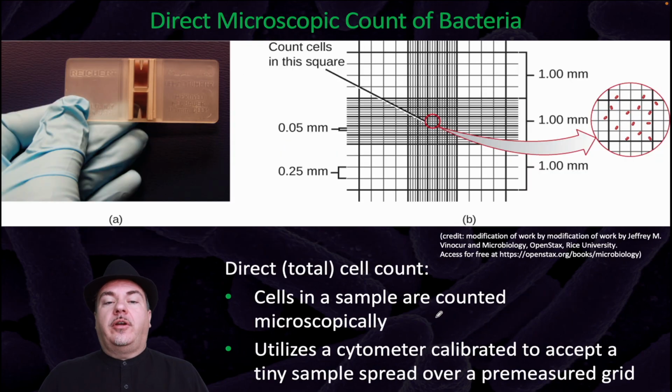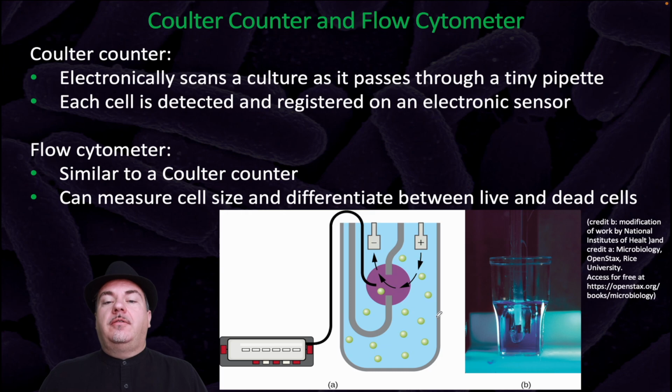We can also use direct microscopic count of bacteria. So cells are sampled and counted microscopically. This uses a cytometer calibrated to accept a tiny sample spread over a pre-measured grid. Or we can use a culture counter and flow cytometer. Culture counter electronically scans a culture as it passes through a tiny pipette. Each cell is detected and registered on an electronic sensor. A flow cytometer is similar to a culture counter. It can measure cell size and differentiate between live and dead cells.